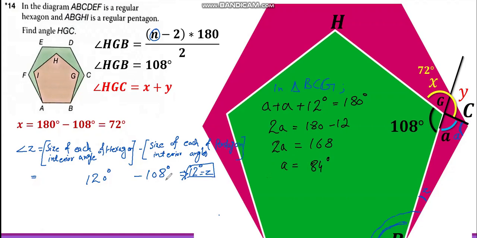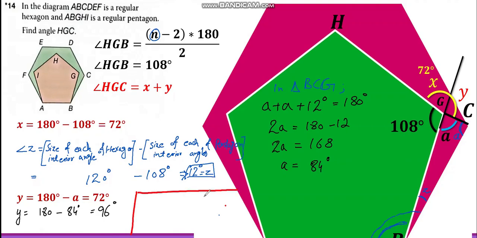Now we can easily find the size of angle Y, because we can consider a straight line, which is BG, and to find the size of angle Y, we can subtract the size of angle A from 180, because it's a straight line. So Y will be equal to 180 minus 84. That will be 96 degrees. Now let's finalize our solution: the size of angle HGC will be equal to the sum of angle X and Y, which is 72 plus 96 degrees. In total, it will be 168 degrees. So the size of angle HGC will be 168 degrees. Thank you. This was all for today.